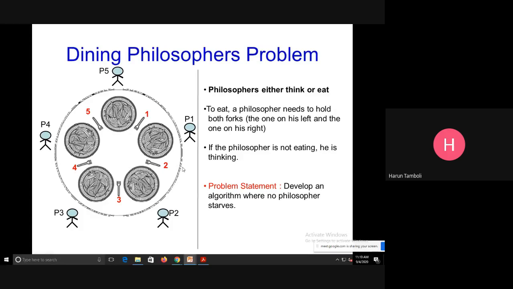And if the philosopher is not eating, then he is in the thinking state. So the scenario: five philosophers at a circular table, five plates, five chopsticks, and when a philosopher feels hungry, he should eat by using both chopsticks, one on his left and one on his right. Now, what is the problem statement? You have to develop an algorithm where no philosopher should starve.